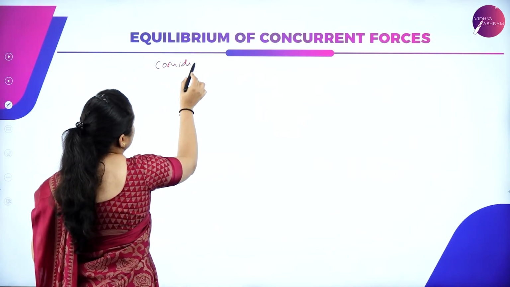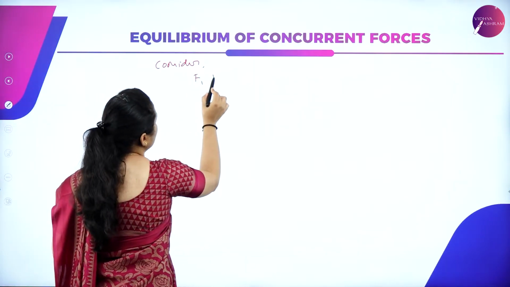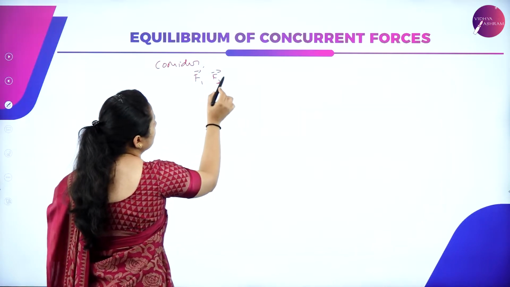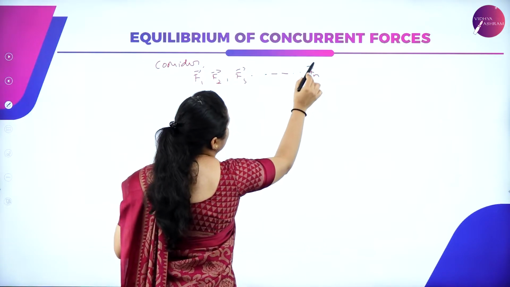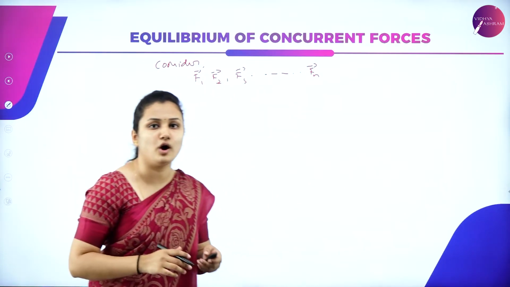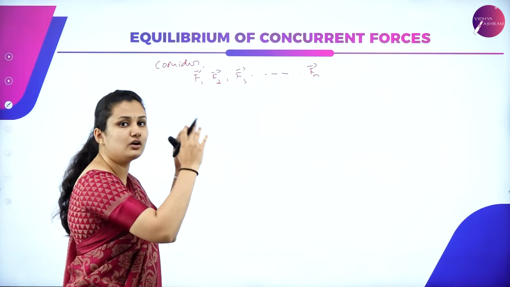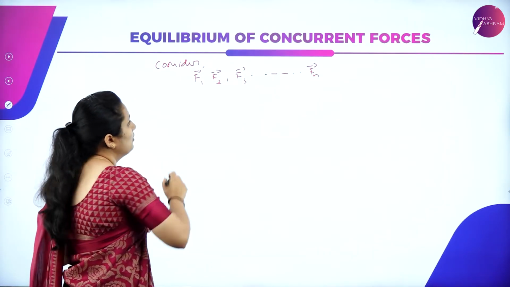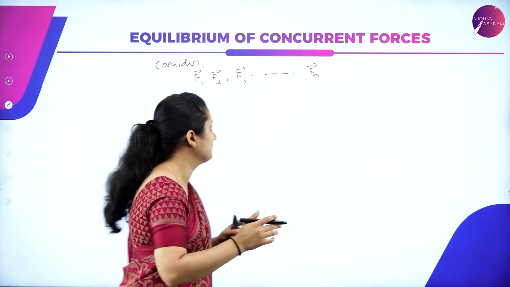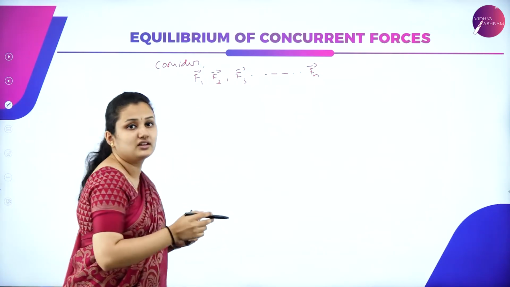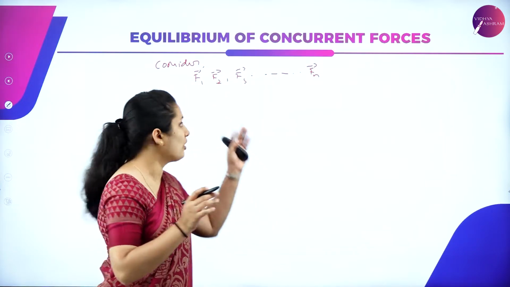Suppose I have F1, F2, F3 up to Fn number of forces acting on the same point of the object. The forces are passing through the common point of the object. It is a concurrent force system. So what is the condition for the concurrent force system to be in equilibrium? The resultant of the forces must be equal to 0, the vector sum of concurrent forces.